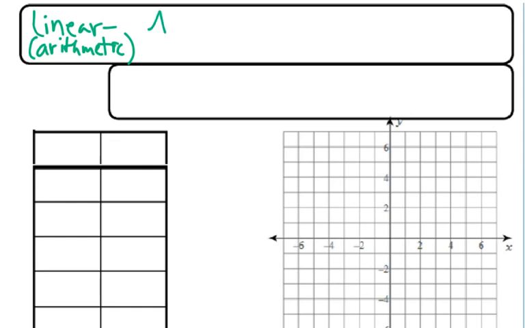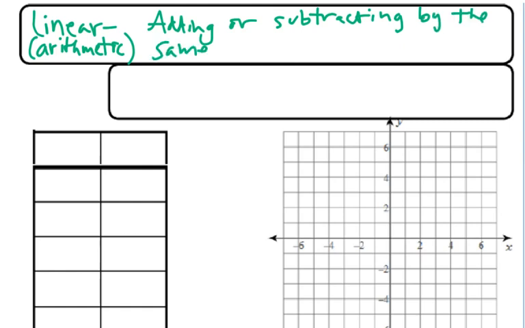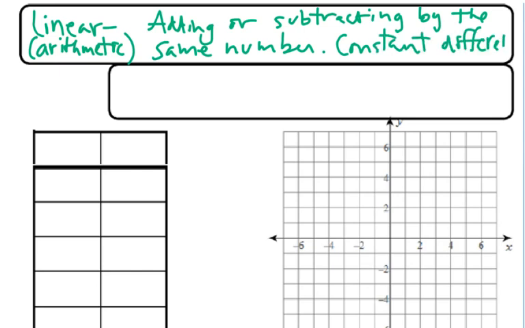And what do we do with linear? It's adding or subtracting by the same number. Right, it's that constant difference. That's what linear is dealing with.